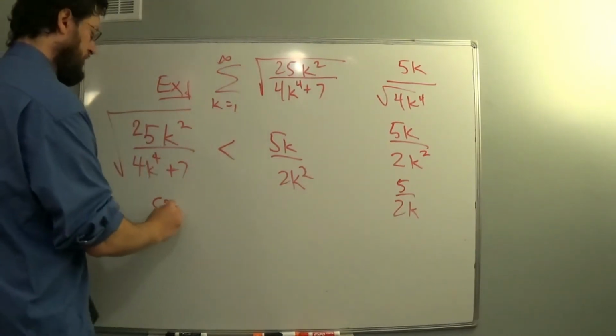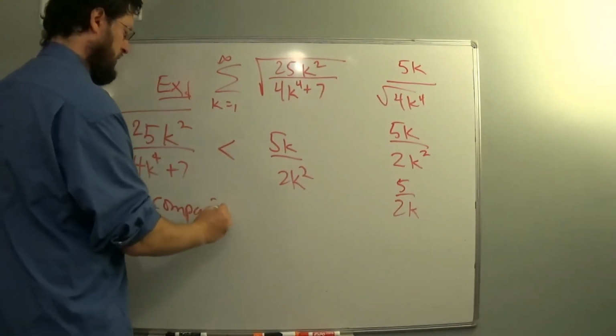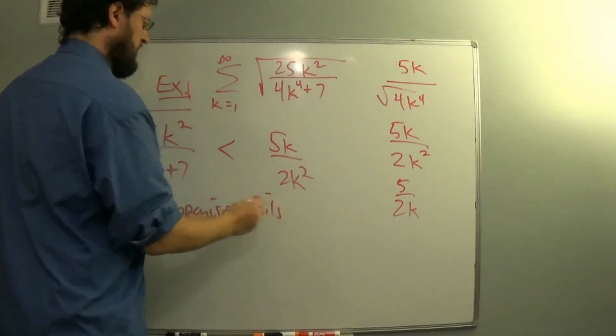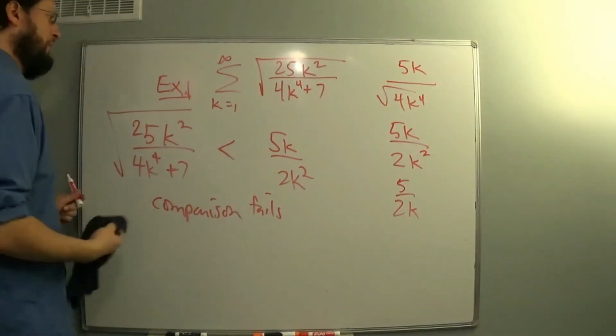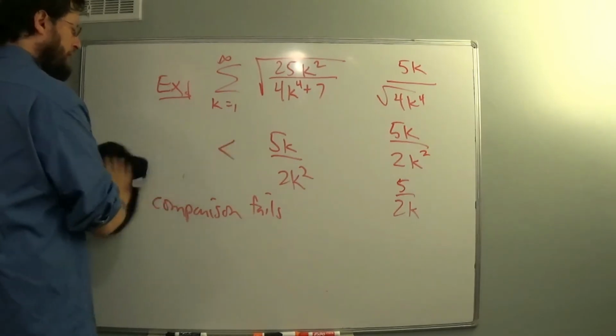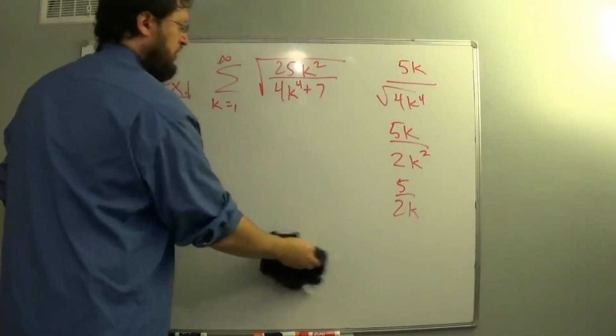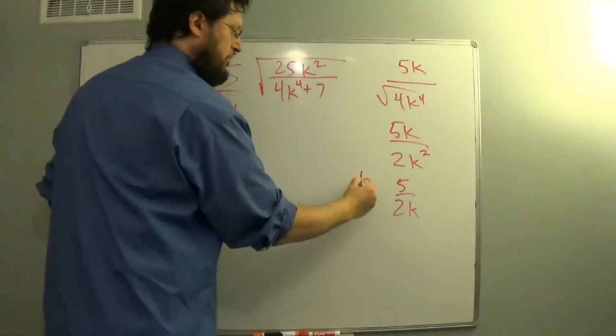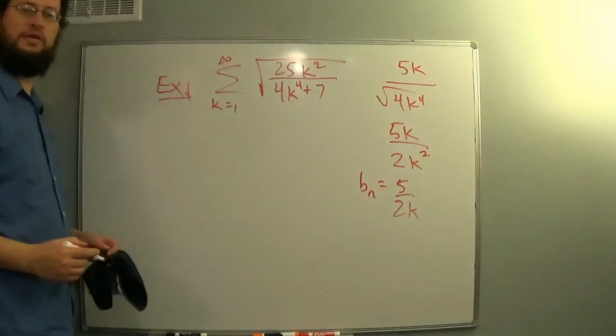A direct comparison doesn't work. So instead we have to use a limit comparison test. And that's okay, it's just a bit more work. So we're still going to use this as our bk, 5 over 2k.